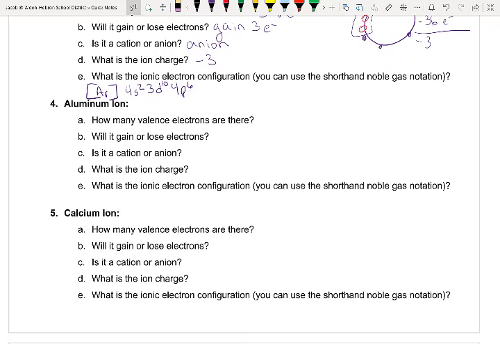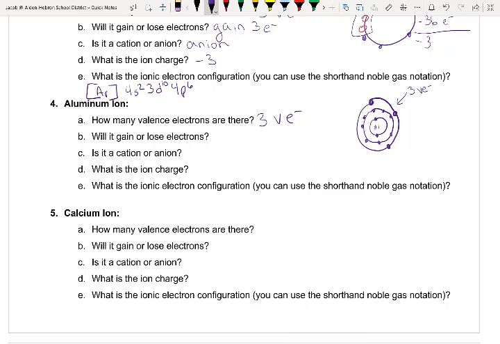Aluminum. This one's a little bit shorter. It's 13 electrons to it. So in our very center, you have your 2. You have 8. And then you have your 3 to get your 13. So valence electrons, again, it's that outermost shell there. So we have 3 valence electrons.